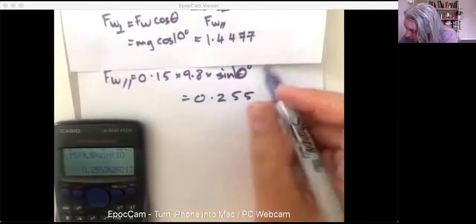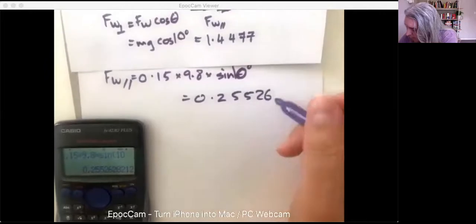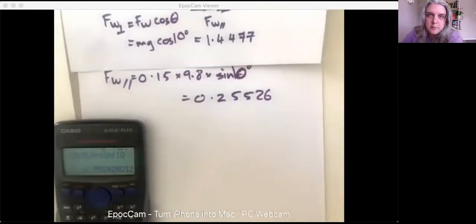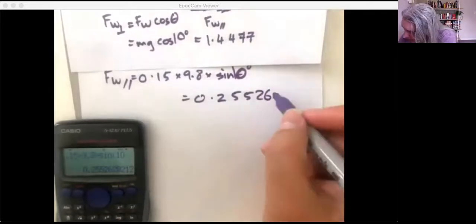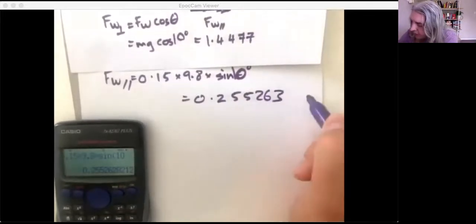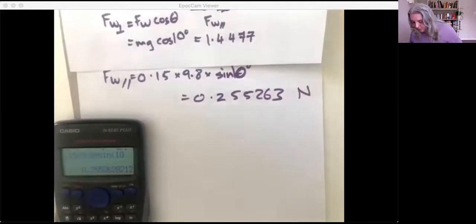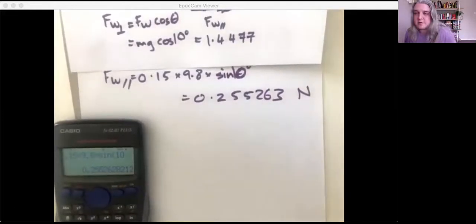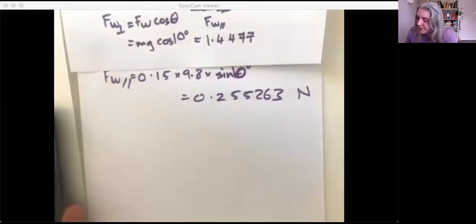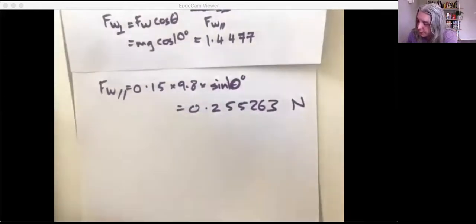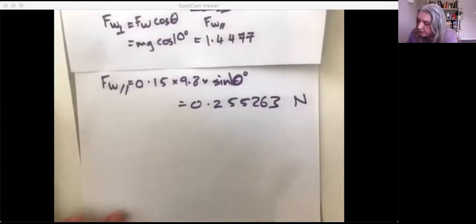0.255, I'll go 26, keep it at 5 SF while I'm working. That's not a rule. Don't hear me say 5 SF twice and then stick to always doing 5 SF. Just write more than you need is the point. You could write, in fact, I'll change that just to be really clear. I'm going to do an extra one. I'm going to go to 3 this time for newtons. There we go, 6 SF on that one. Doesn't matter as long as it's more than I'm going to need. So those are our two components for the weight force, parallel and perpendicular.